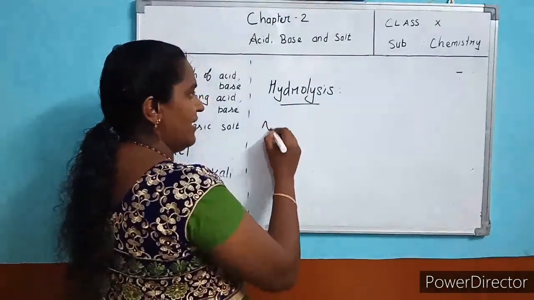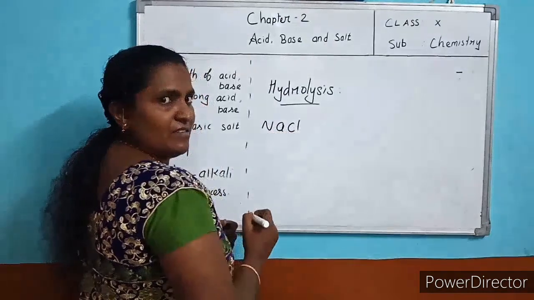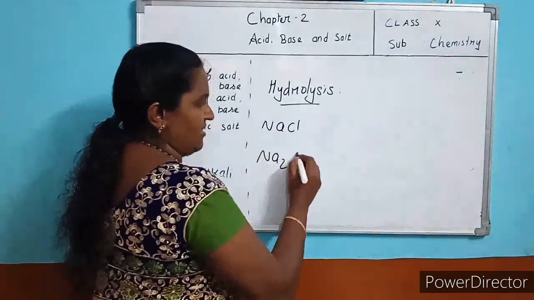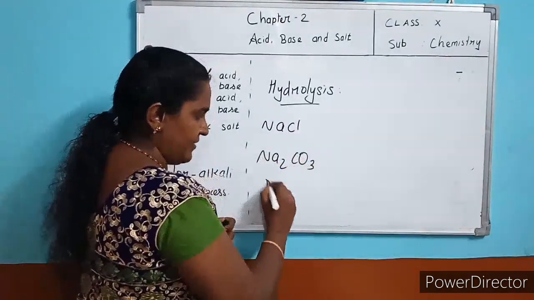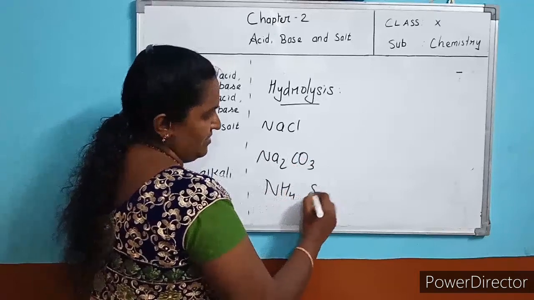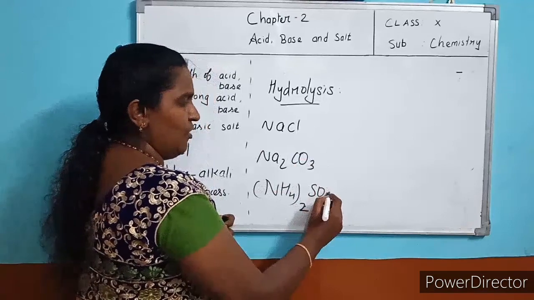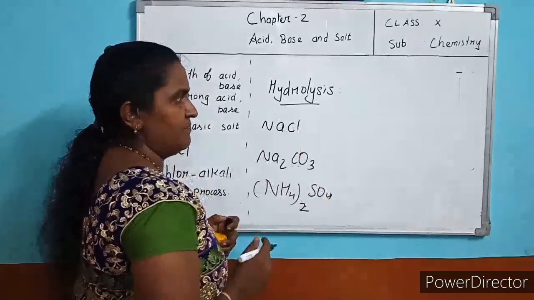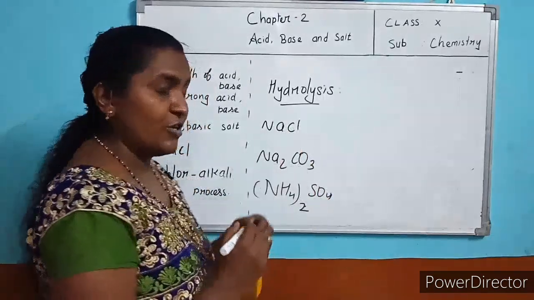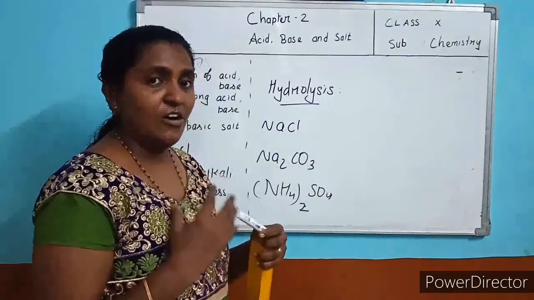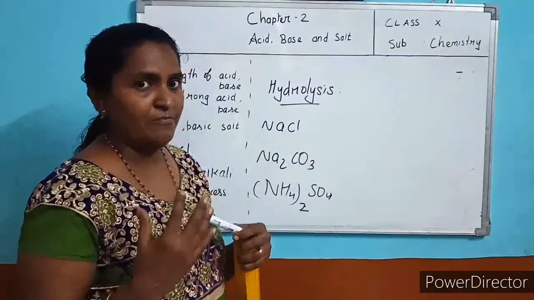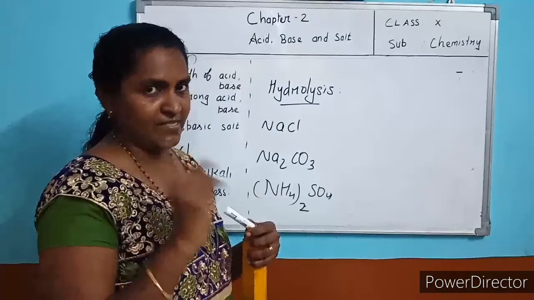For example, NaCl salt and Na2CO3 salt, NH4 sulfate, ammonium sulfate. Sulfate valency 2, so ammonium sulfate salt. You take these salts. Okay, how do you get salt? Salts are formed from acid and base.